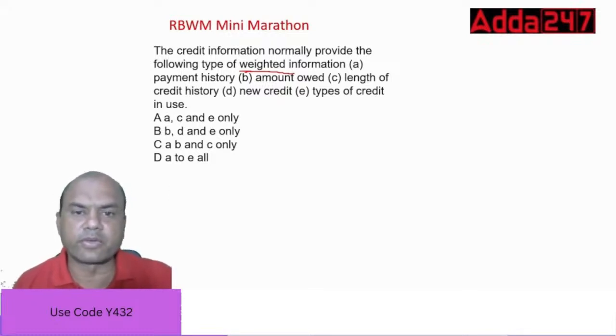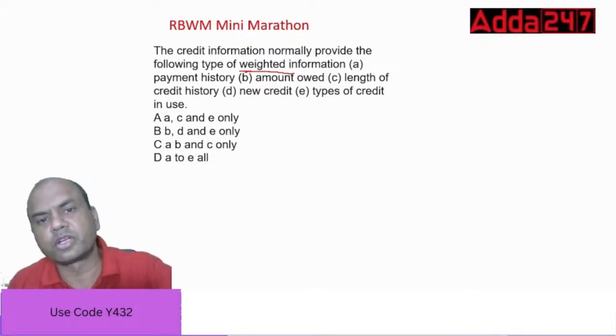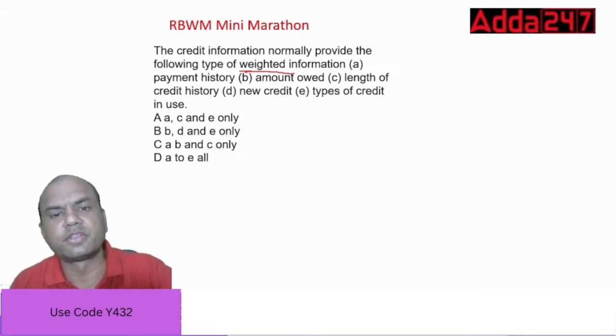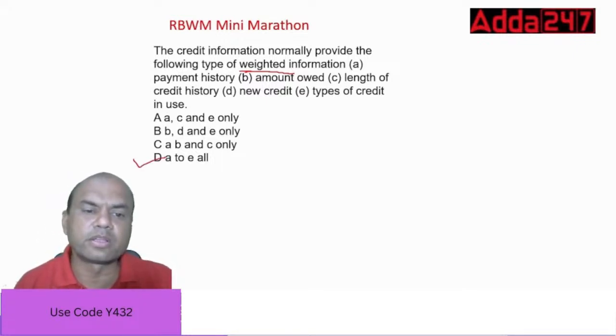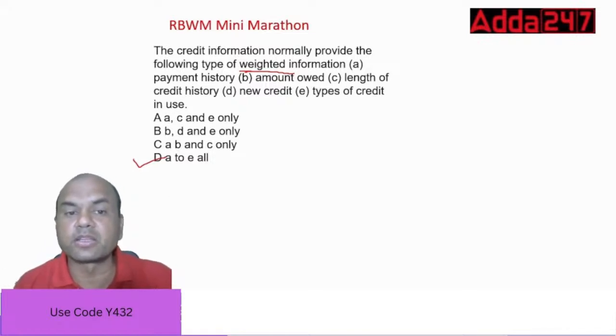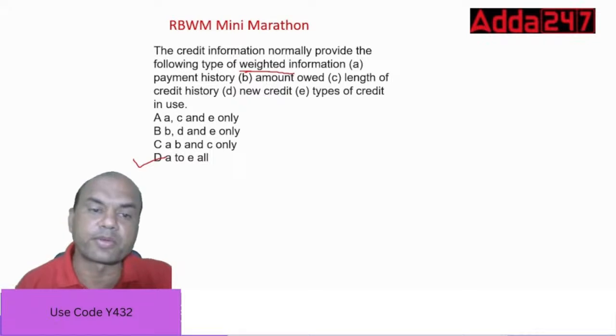Okay, got the answer, everyone? What is the answer? A to E all, isn't it? Yes. Payment history also, amount owed also, length of the credit history, new credit, and types of credit in use.